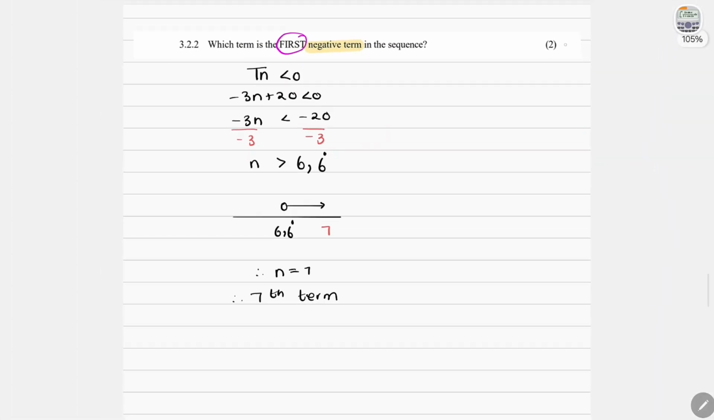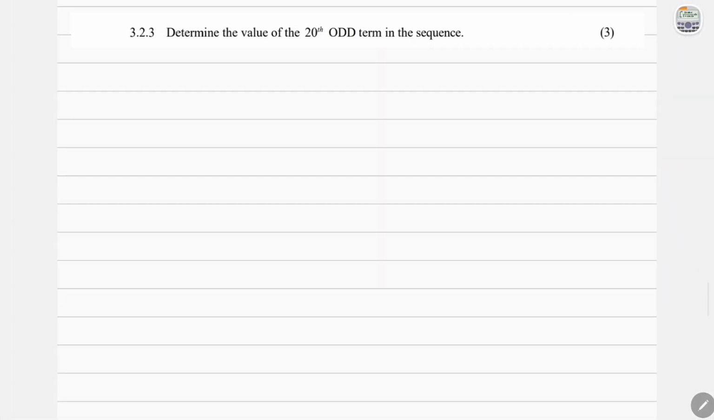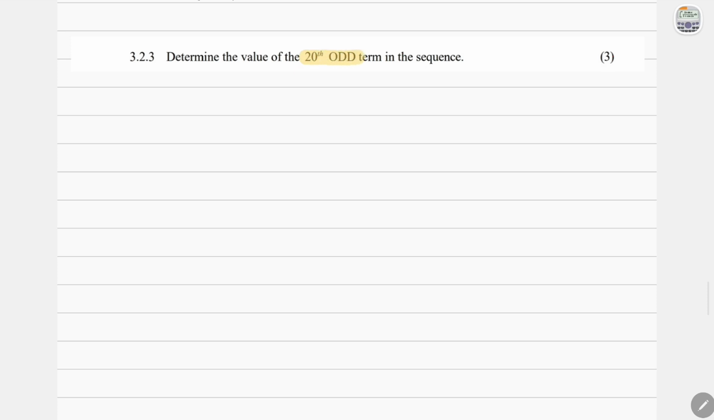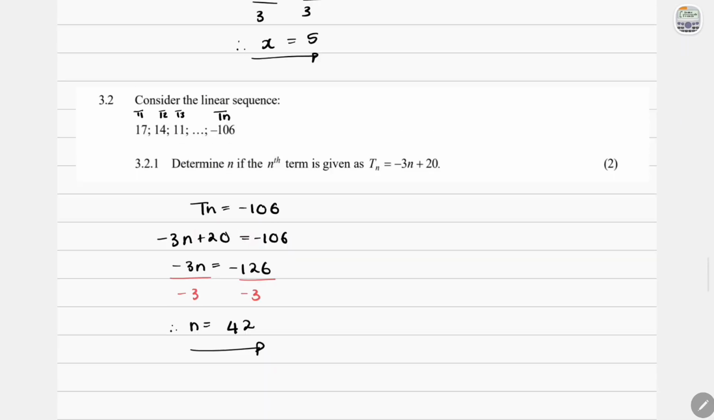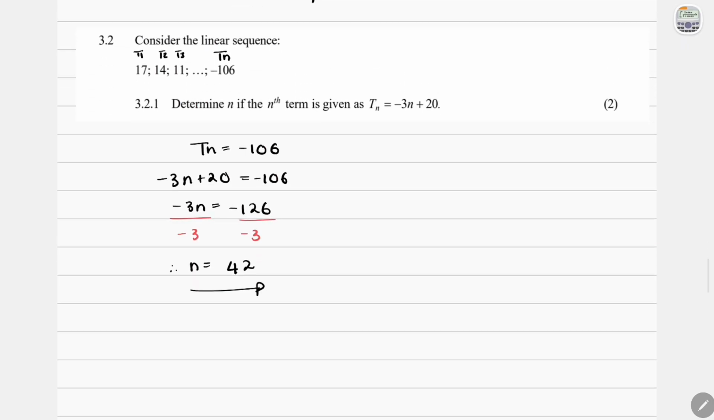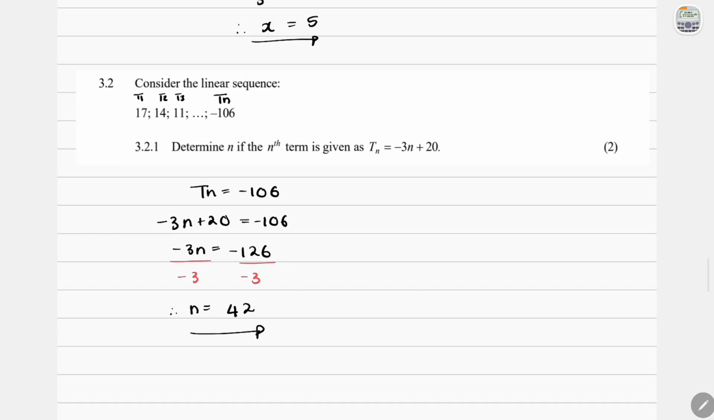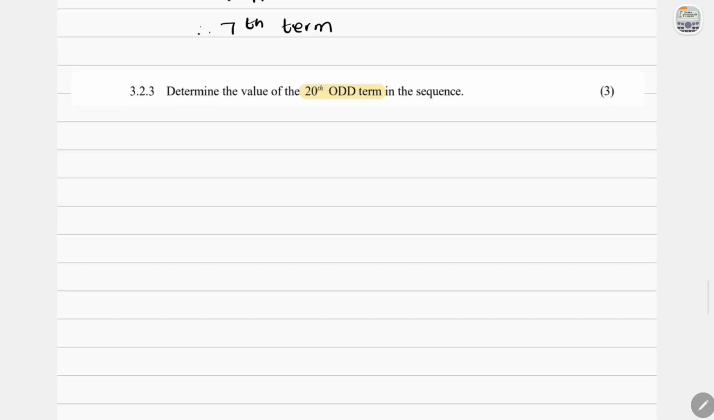Moving on to the next question. Question 3.2.3 says, determine the value of the 20th odd term in the sequence. So the 20th odd term. For that, we would need to know what the sequence looks like, and how the odd and even numbers look and where they show up. So we have 17, 14, 11. Let's just keep that down.